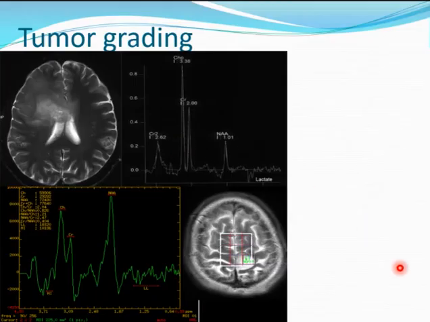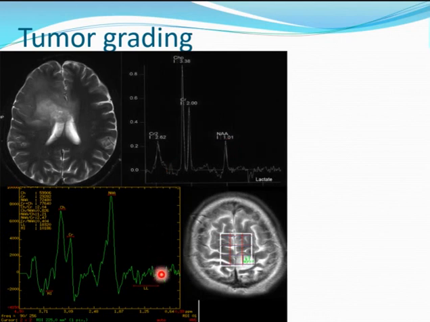Regarding tumor grading, you can see there is a mass here bulging into the lateral ventricle, and when you take different spectra from different parts, for example, you can see here the NAA peak is low and the choline is high, indicating that there is high cell proliferation with low neuronal integrity. This is a high-grade tumor, okay?